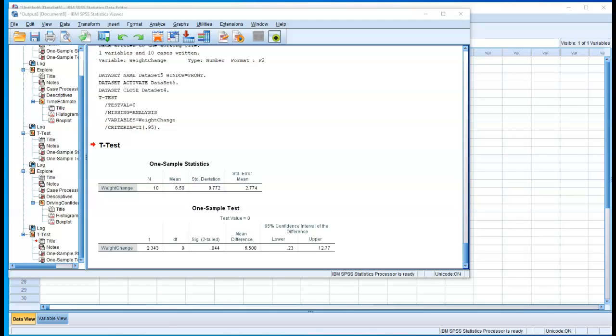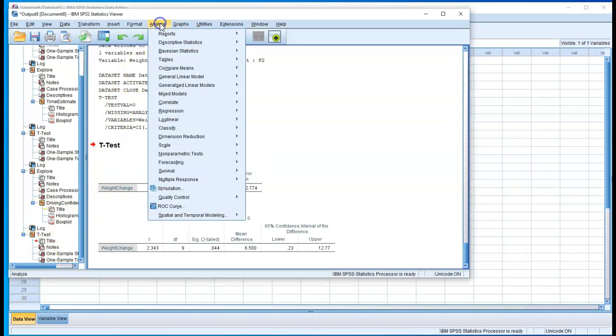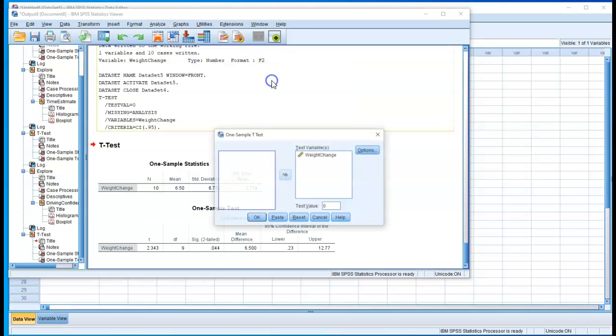Let's say, for example, that we knew that in this population, the average weight gain over 6 years at this time of their life is 12 pounds, and we want to see if the people in this group differ from that overall mean of 12. To do that, I would click on Analyze, Compare Means, One Sample T-Test. And now I would change our test value to 12, right? I want to know whether or not this group is different than the typical amount of weight change people have over 6 years.